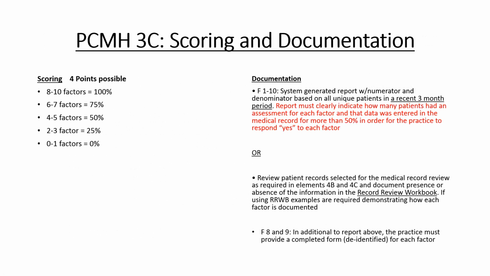Or there you can see option 2. Review patient records selected for the medical record review as required in elements 4, B, and C, and document presence or absence of the information in the record review workbook. And also keeping in mind, once I explain the workbook a little bit more, that if this is the option that was used, examples are also required to show how each factor is documented. And then again at the bottom, factors 8 and 9, in addition to the report above, the practice must provide a completed form for each factor. So factor 8 being your developmental screening tool and factor 9 being the depression screening tool.